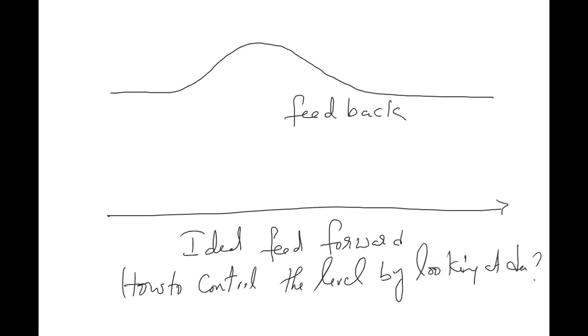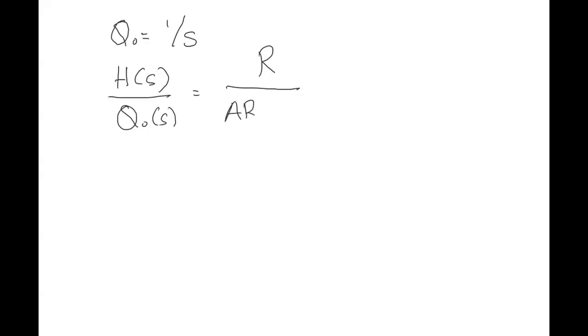How do you control the level? By looking at the disturbance. So what this controller does is, suppose there is a 1 by s, then you should have a transfer function of the system. So you have to feed the transfer function. This is not required for the feedback control. A feedback controller doesn't require any model. So you have this transfer function R by ARs plus 1.